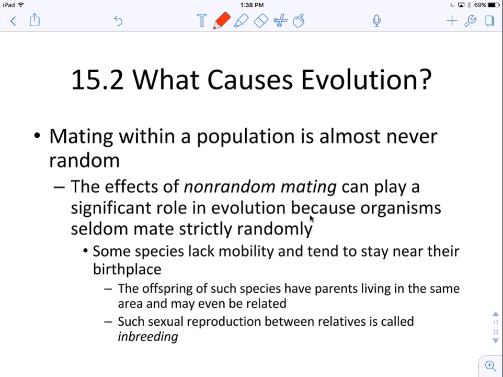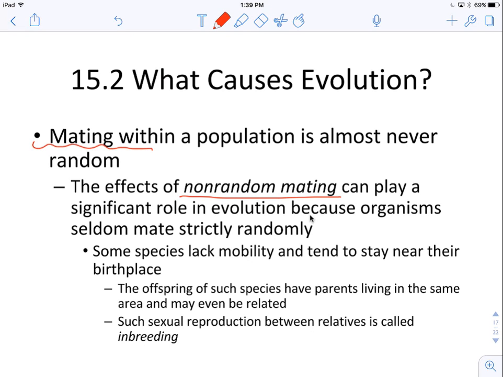So those were the examples of genetic drift. Our fourth thing that can affect microevolution is mating. Mating within a population is almost never random. And when you have non-random mating, it can play a significant role in evolution, because for a number of reasons, but basically it keeps certain alleles more popular while eliminating or decreasing the frequency of other alleles.